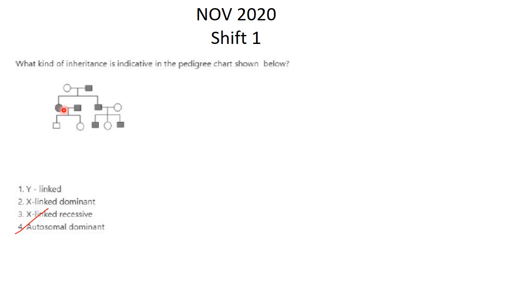Over here, female is affected. Now if it was X-linked dominant, then 3-2, that is over this one, this female would have been affected. Okay. Now X-linked recessive, then 2-1 and 2-2 are affected, so their offsprings should also have the disease, but it is not so in this case. So it is the case of autosomal dominant. Answer is option 4.